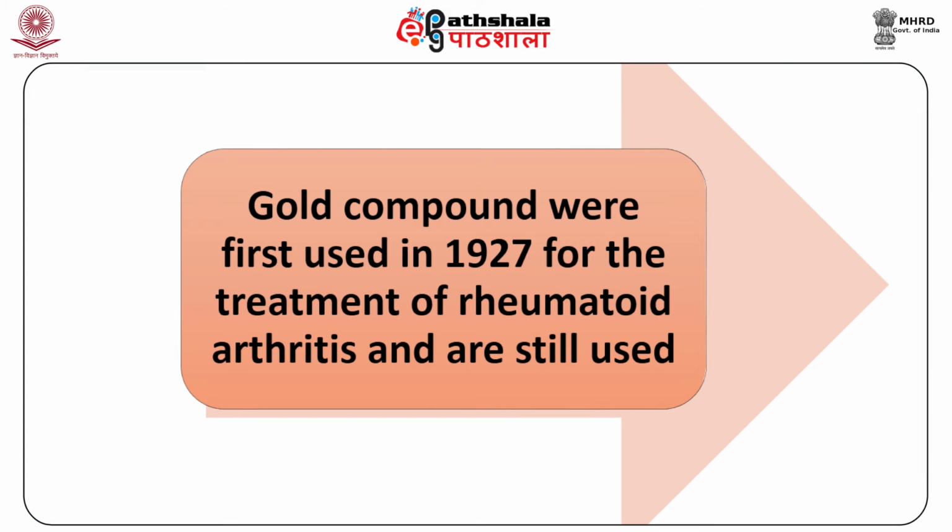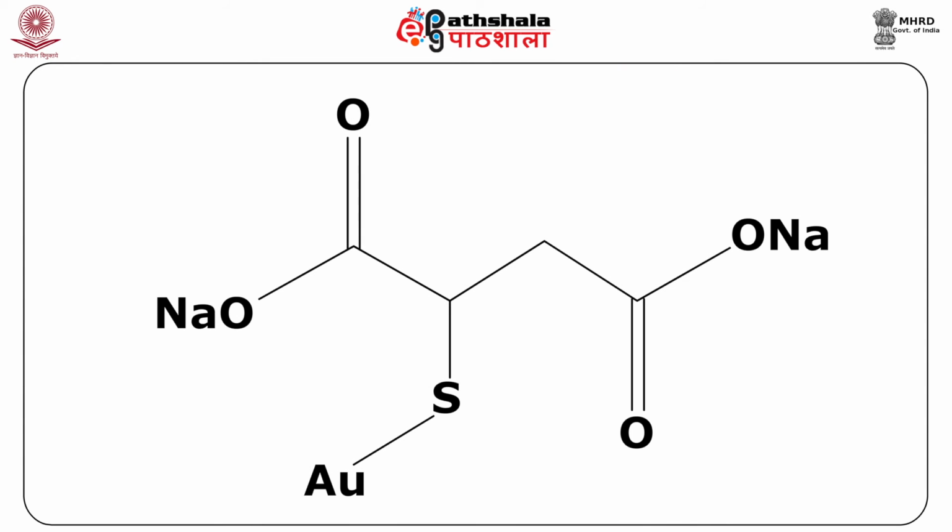Gold compounds were first used in 1927 for the treatment of rheumatoid arthritis and are still used. The major role of gold compounds in chemotherapy involves the treatment of rheumatoid arthritis with gold compounds such as disodium gold thiomalate, myocrisin. The actual role of gold in controlling rheumatoid arthritis is uncertain.